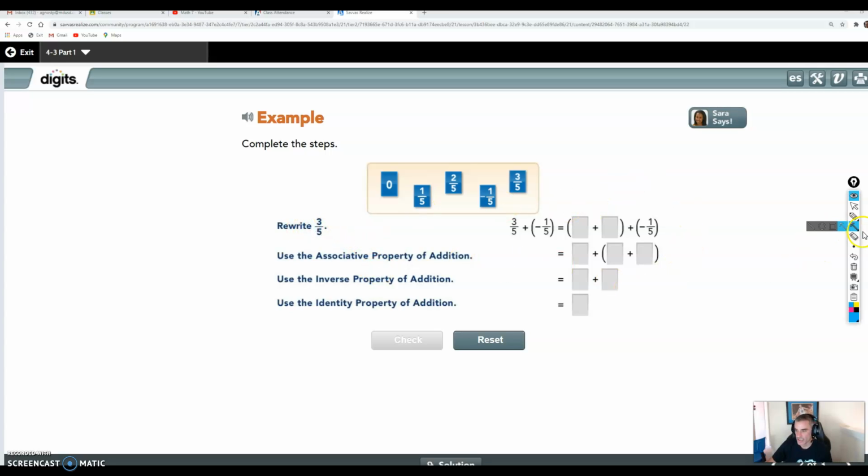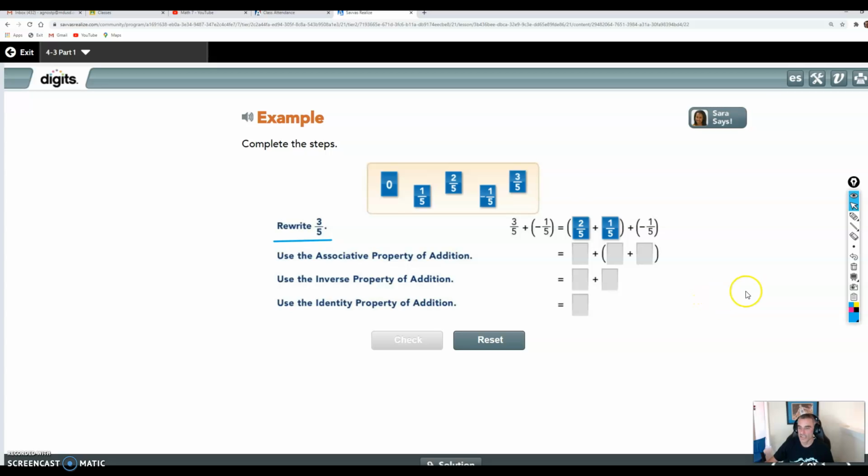The first thing it says to do is rewrite 3/5. Well, we can break 3/5 into pieces. I can go up to my box here and say, well, 3/5 is equal to 2/5 plus 1/5, right? If I have 2/5, I add another fifth, I now have 3/5. So they had us break 3/5 into different parts: a 2/5 and a 1/5.